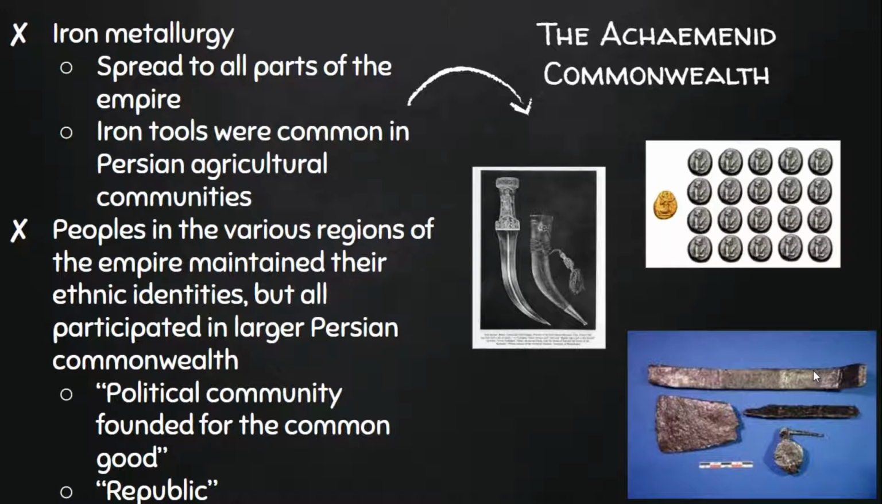And what I mean by the commonwealth, I'll give you two different definitions. The first is a political community founded for the common good. That's just kind of like a blanket statement. Another term that you could use to describe a commonwealth is a republic, not a democracy necessarily, because a democracy means that the people have a say in what the government is doing, but a republic has various representatives to help out and encourage public opinion being noticed within the government.